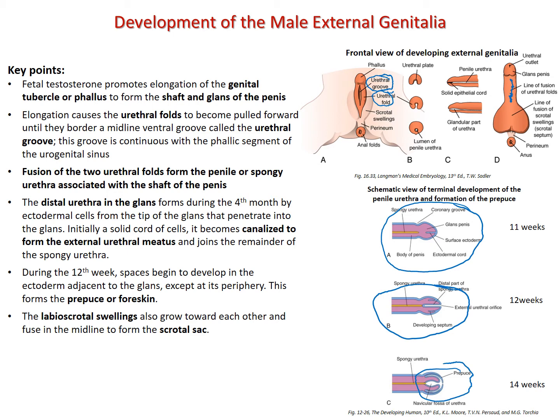The labial scrotal swellings grow together as well and fuse in the midline to form the scrotal sac. The right and left chambers are separated by the scrotal septum, and the line of fusion of the skin is visible as the scrotal raphe.